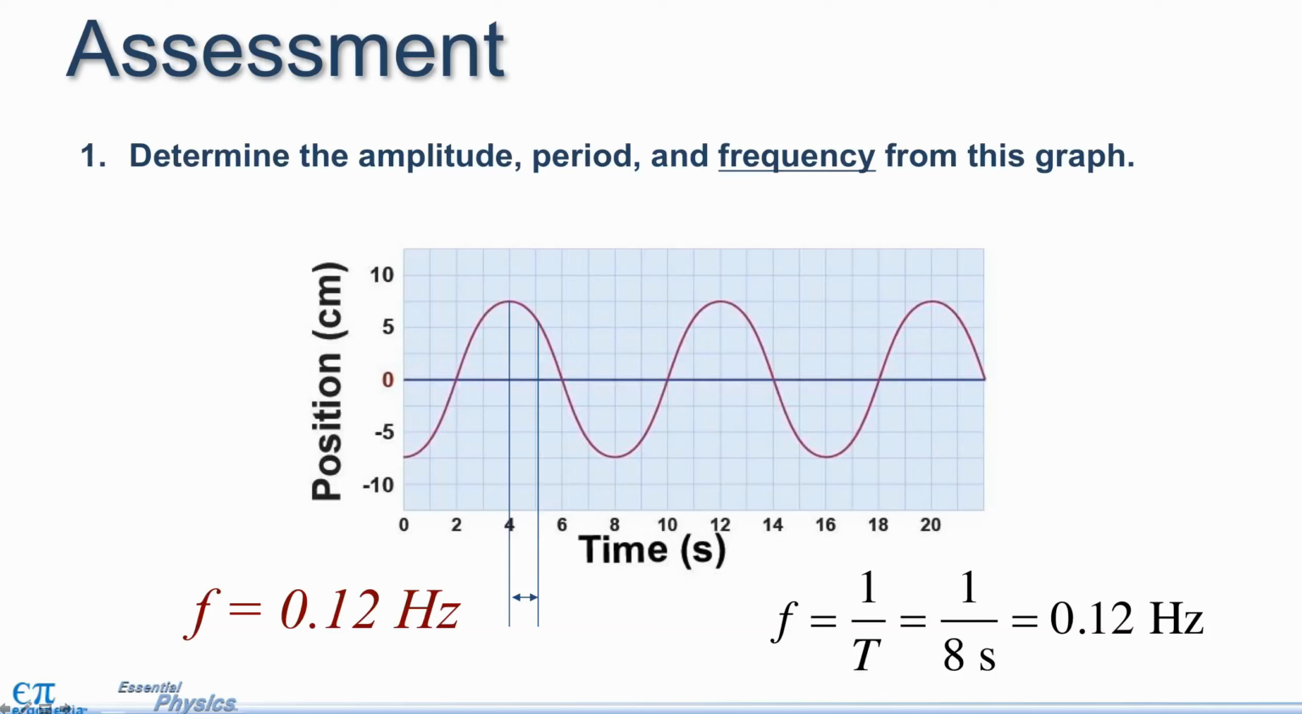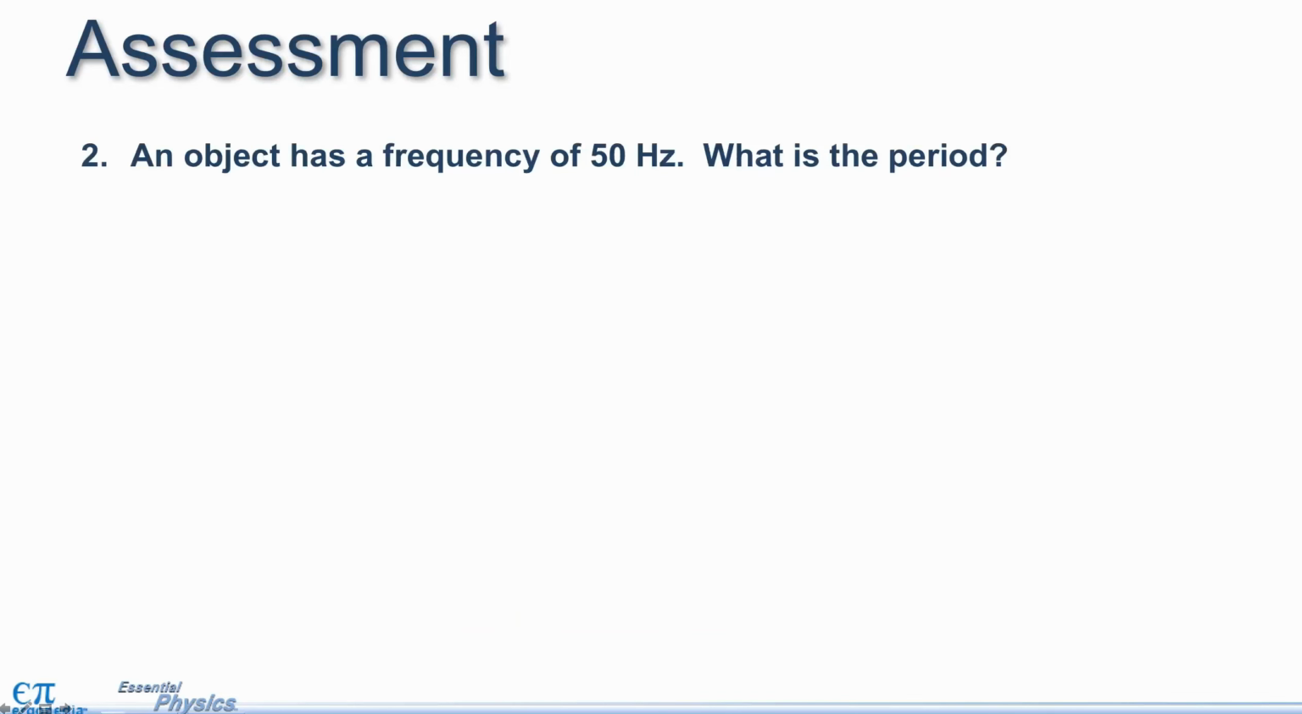that in 1 second this oscillation has gone through 1/8 of its cycle. So if you added up 8 of these, 1/8 of a cycle, it would take you through a full oscillation. But the simpler way to think about it is just simply find the period and take 1 over that number, and now you have the frequency in hertz.